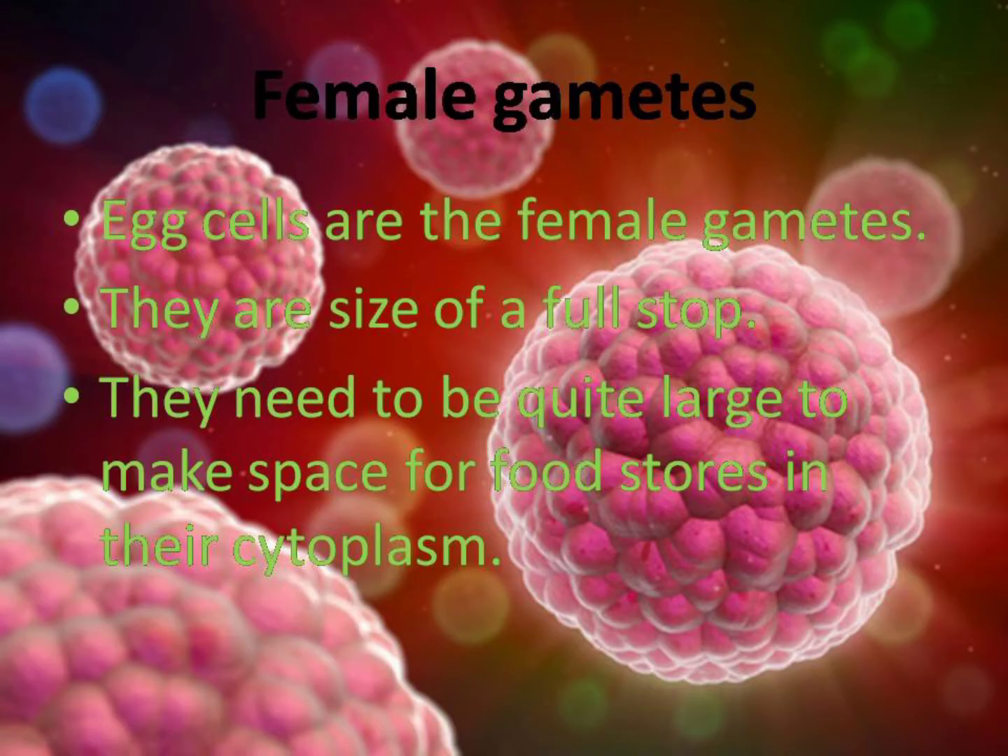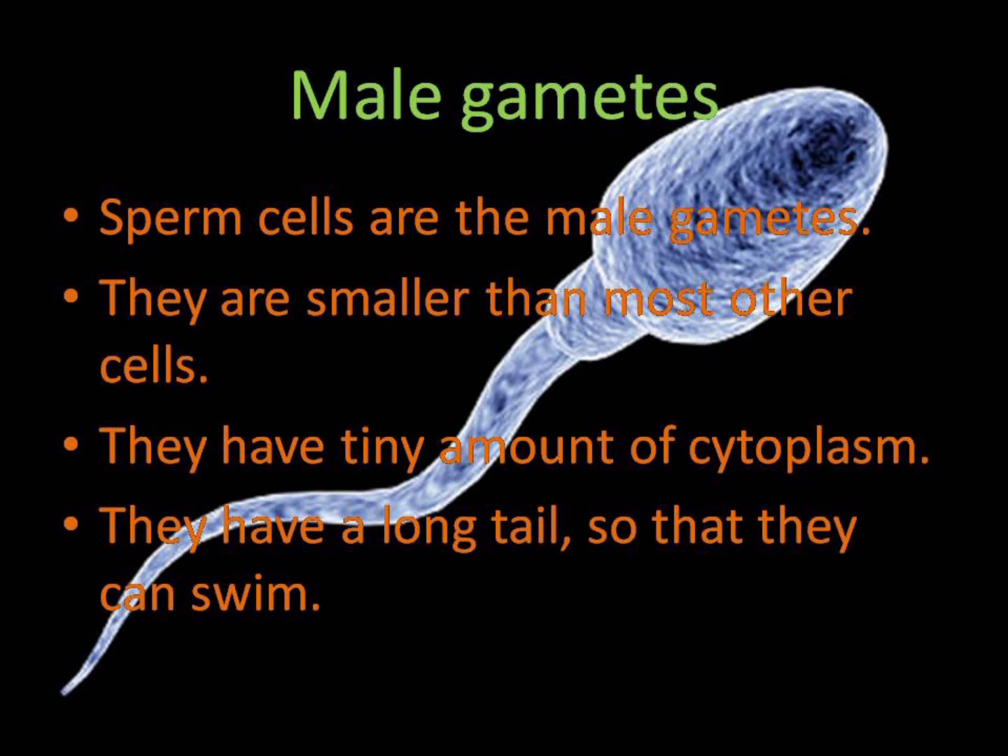Female gametes. Egg cells are the female gametes. They are the size of a full stop. They need to be quite large to make space for food stores in the cytoplasm. Male gametes. Sperm cells are called the male gametes. They are smaller than most other cells. They have a tiny amount of cytoplasm. They have a long tail so that they can swim.